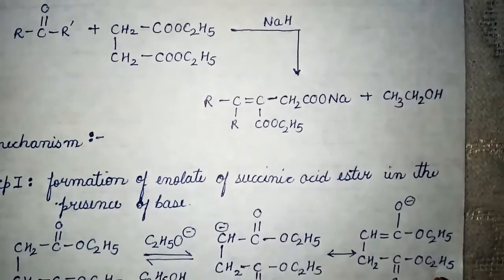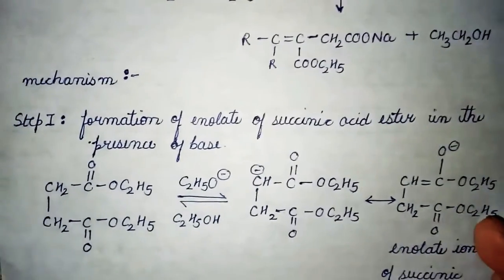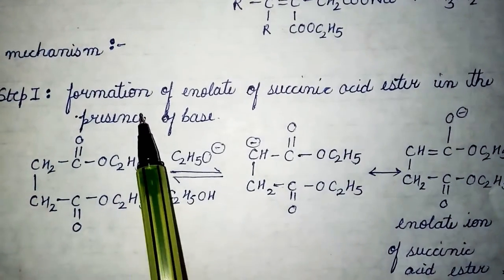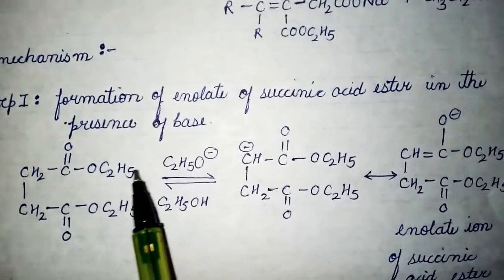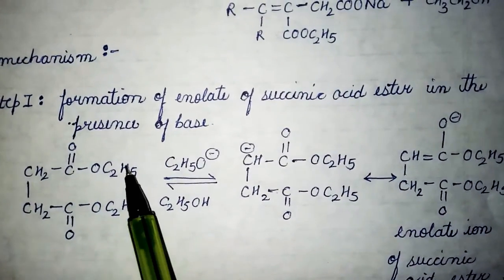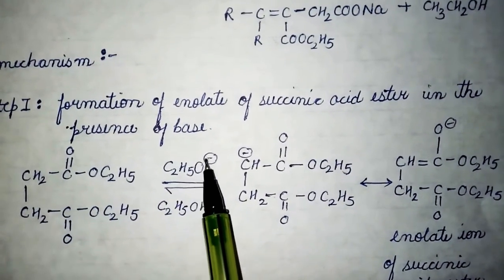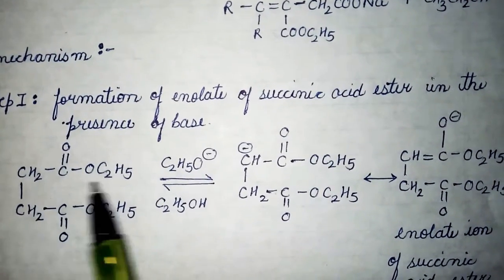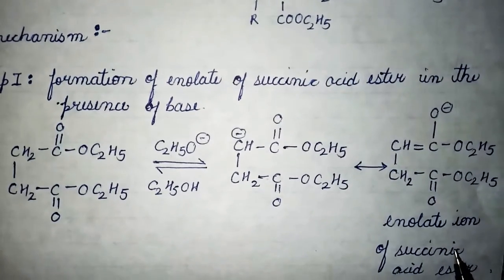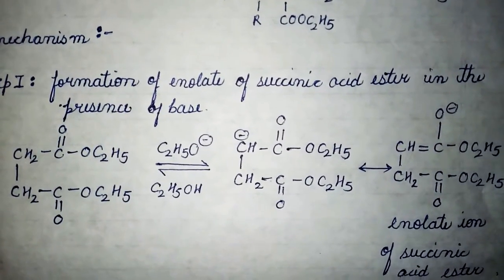So let's move towards the mechanism. The first step of the mechanism is the formation of the enolate of succinic acid ester in the presence of base. So here it is a dialkyl succinate. It is treated with base. The base will abstract the acidic proton to give the enolate ion of succinic acid ester.